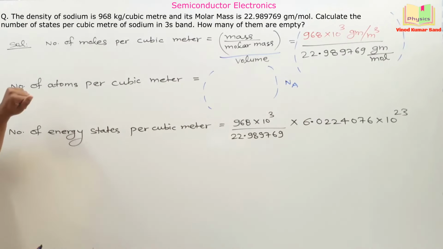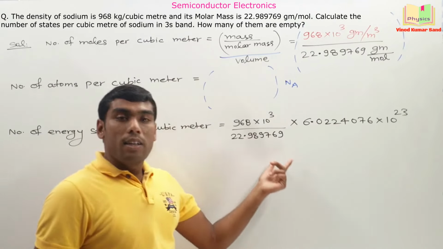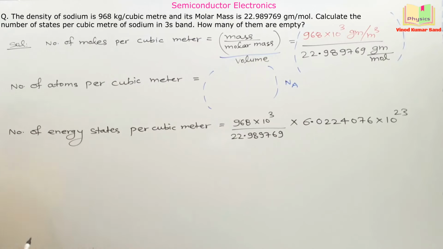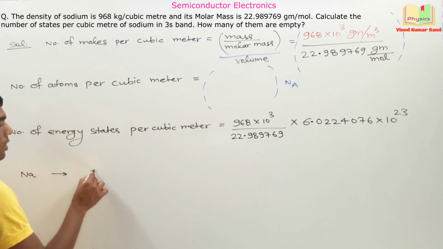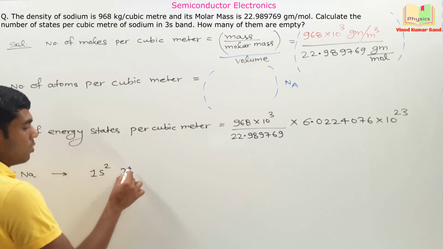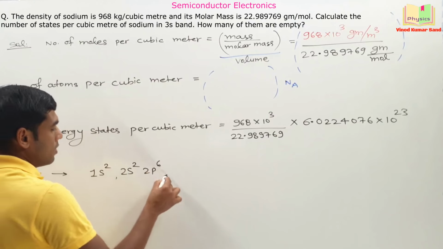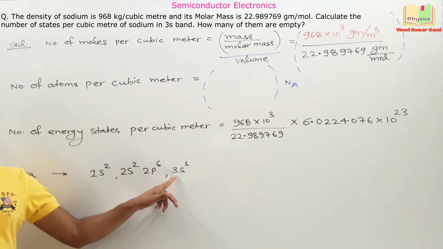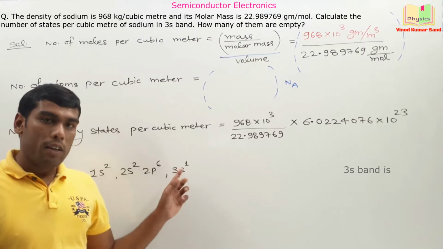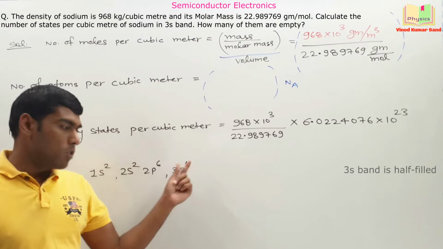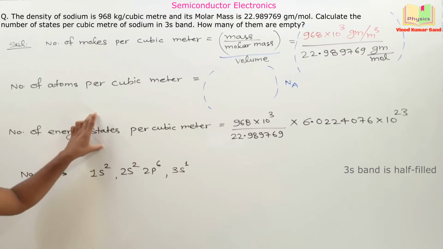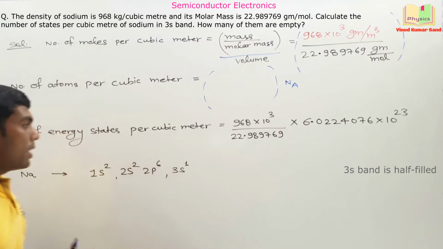Now, the question is asking, out of these many energy states, how many are empty? For that, let's have a look at the electronic configuration of sodium. For sodium, the electronic configuration is this: 1s2, 2s2, 2p6 and 3s1. If we look at the 3s, it is half empty. Actually, it can accommodate 2 electrons, but there is only 1 electron present. So out of these many energy states, actually half will be empty.